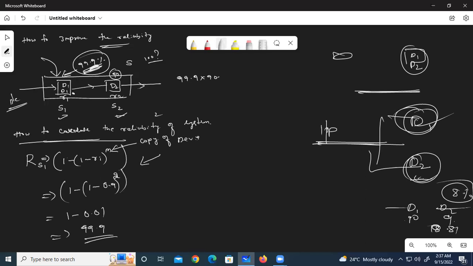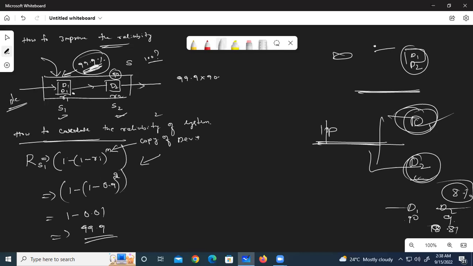Then you are going to increase the percentage, right? Still you are going to increase the percentage, right? That is what exactly we have to understand. How many devices you connect to a particular stage, then you are able to increase the reliability. That is how long the marker is going to work, we have to understand.